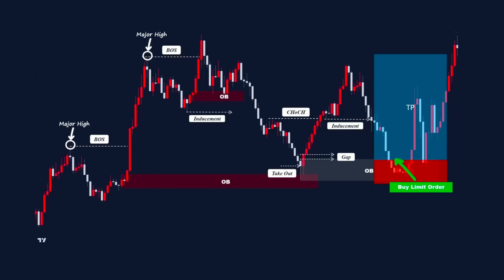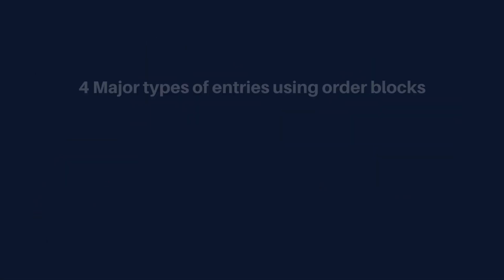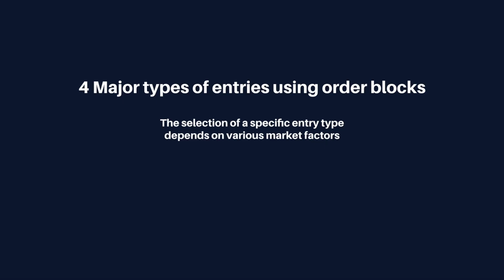Finding an order block is only half the job. By now, you know how to identify a high-quality order block. But identifying the zone alone isn't enough. The way you enter the trade can have a major impact on your win rate, your risk-to-reward ratio, and your long-term profitability. Professional traders don't all use the same entry technique. Instead, they adapt their entries based on market conditions, volatility, session timing, and the size of the order block. Let's explore the 4 primary entry models that can be used when trading order blocks.